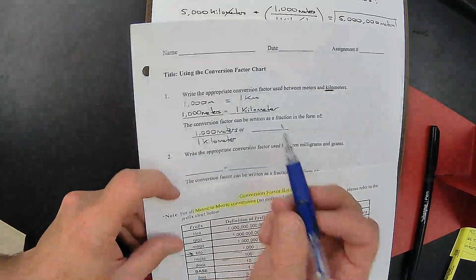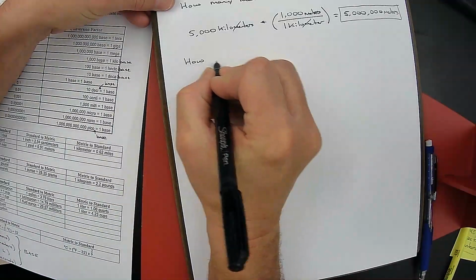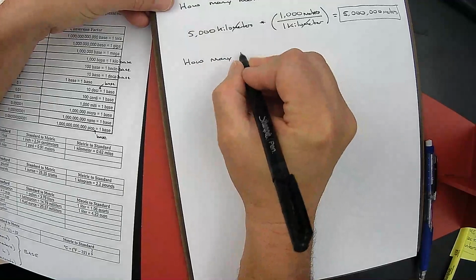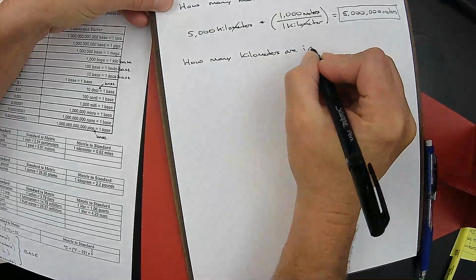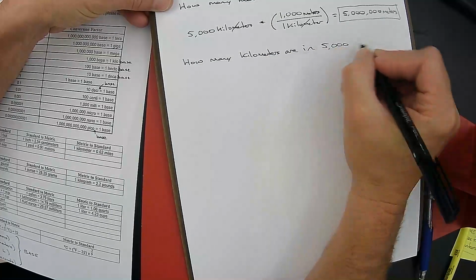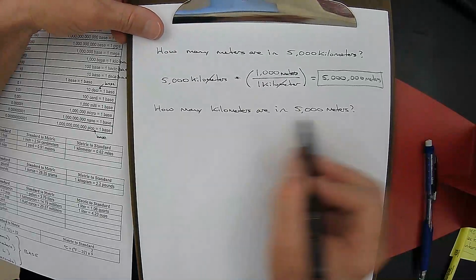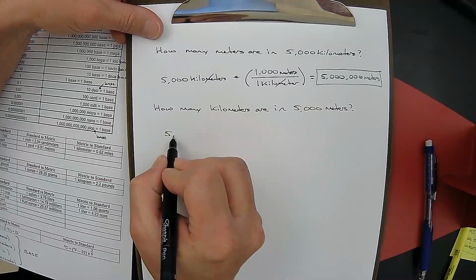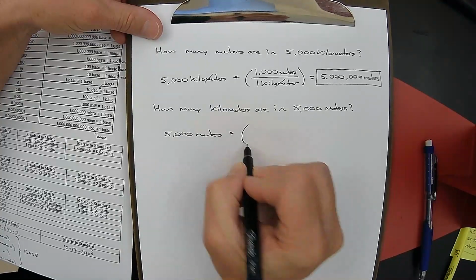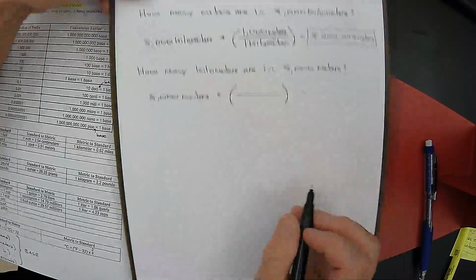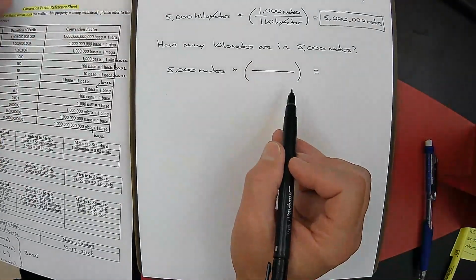But what if I was given this question? How many kilometers are in 5,000 meters? Well, if I'm given this question, I'm going to write down 5,000 meters. I'm going to make an empty fraction, but this time note, the meters are on the top, so I have to put meters on the bottom.